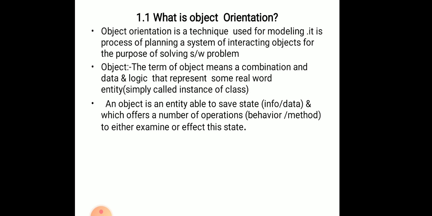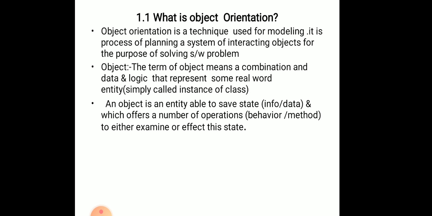What is meant by object? Object means a combination of data and logic that represents some real world entity, simply called an instance of a class. An object is an entity able to save a state, that is information or data, and which offers a number of operations, like behavior or methods, to either examine or affect this state.